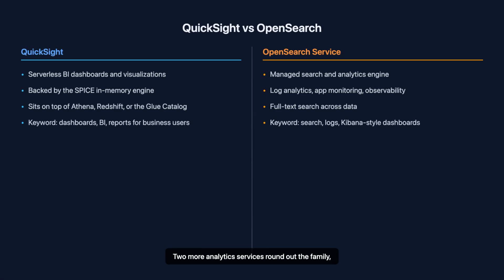Two more analytics services round out the family, and they're easy to mix up. QuickSight is Amazon Web Services' serverless business intelligence service. It builds interactive dashboards and visualizations, powered by an in-memory engine called SPICE for speed. The key thing to remember is that QuickSight sits on top of sources like Athena, Redshift, or the Glue catalog. It's the visualization layer, not the data store. Its cues are dashboards, BI, and reports for business users.